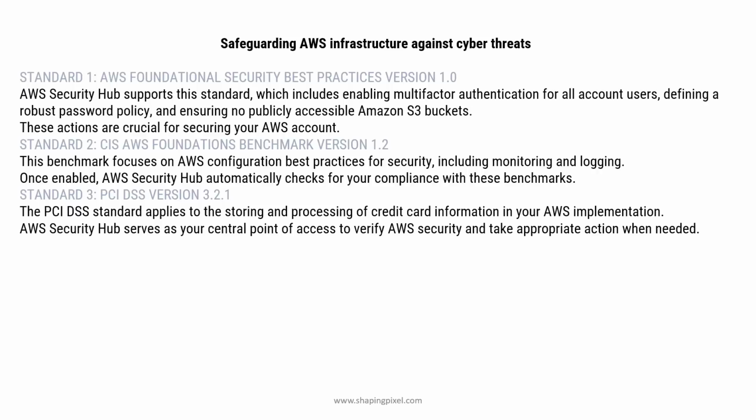These actions are crucial for securing your AWS account. This benchmark focuses on AWS configuration best practices for security, including monitoring and logging. Once enabled, AWS Security Hub automatically checks for your compliance with these benchmarks. The PCI DSS standard applies to the storing and processing of credit card information in your AWS implementation. AWS Security Hub serves as your central point of access to verify AWS security and take appropriate action when needed.